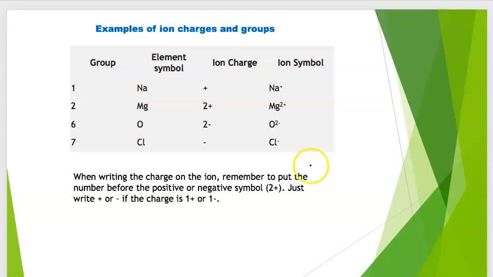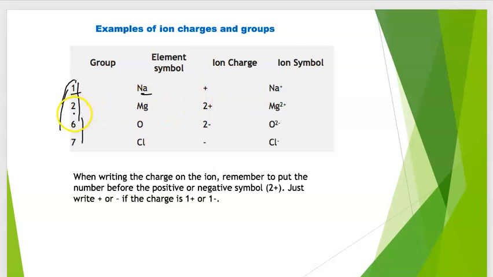Okay, so let's look at other examples here. We got here group 1. What you need to know is that the group that an element belongs to determines the charge on it. So here we got group 1, and an example is sodium. Sodium will therefore have a charge of +1, and the symbol will be Na+.